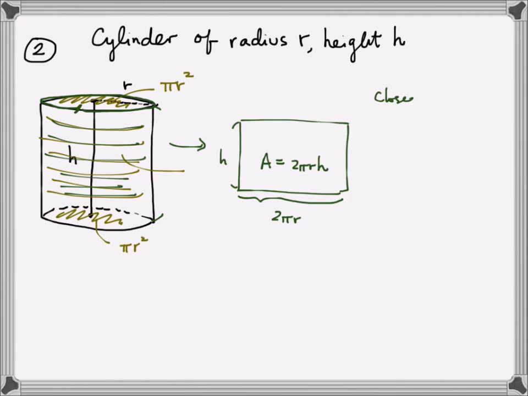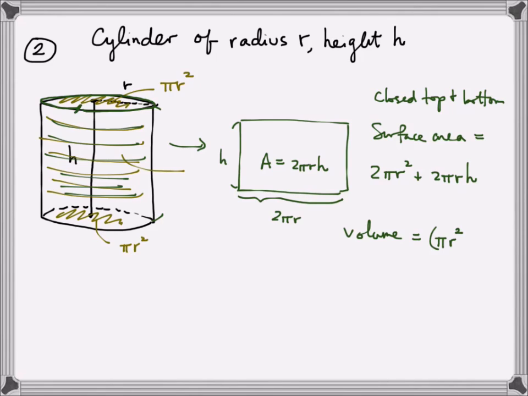If we're talking about a closed top and bottom, then the surface area overall is going to be 2 pi r squared, because that's the top and the bottom, that's why the 2, plus the middle piece, which is 2 pi r h. But if your cylinder is open top and open bottom, then it is simply going to be 2 pi r h. On the other hand, the volume of such a cylinder is simply going to be pi r squared, that's the bottom piece of the area, times h. Again, what we imagine is a bottom piece stacking up h of them. So that's why we have pi r squared and simply times the height of this thing, which is h.